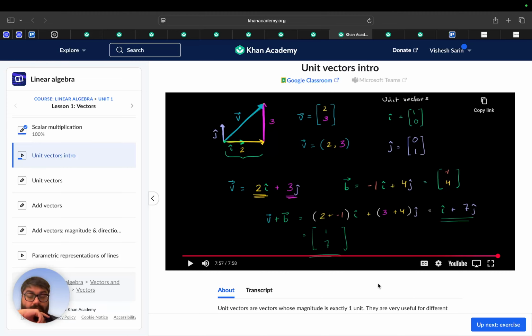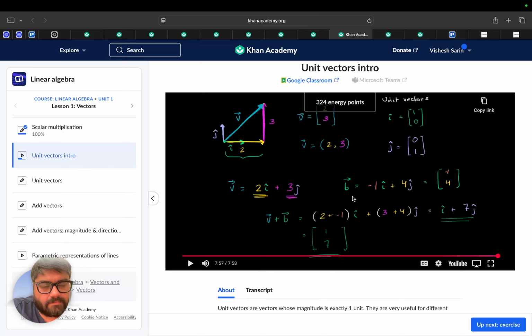Wait, let me read this. Okay, so he started with a vector 2, 3. He defined the unit vectors i and j. That makes sense. v equals 2i plus 3j. That's okay.